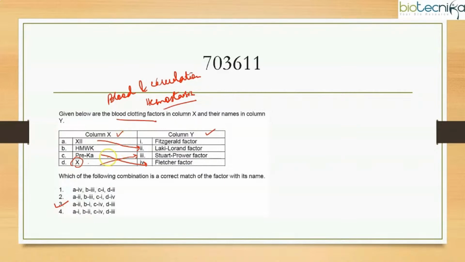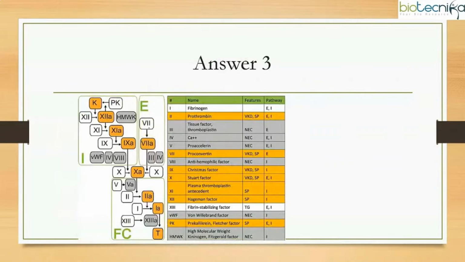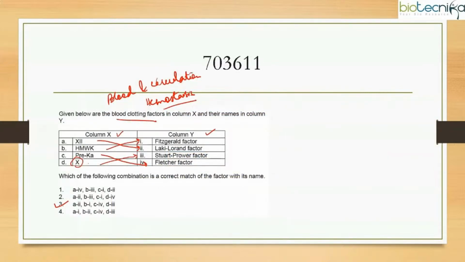And HMWK is going to match with Fitzgerald factor. So how can you solve this? You can use this table, where you have the various numbers and their names. Like 10 is Stuart factor. Then we saw PK, pre-kallikrein, is Fletcher factor. HMWK full form is high molecular weight kininogen, and it is also known as Fitzgerald factor. And for 12 you have other names as well, like Hageman factor, and it's a part of the intrinsic pathway. So the right answer is option 3 over here.